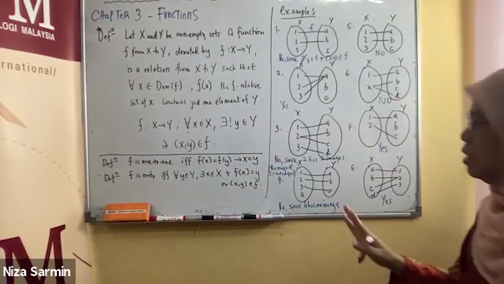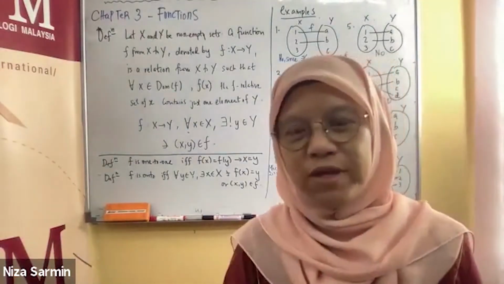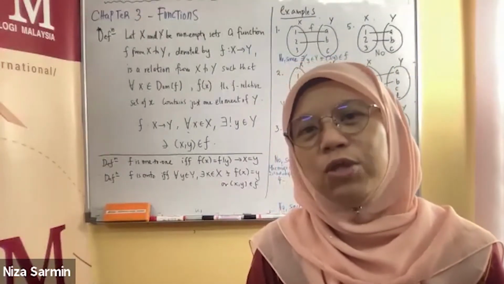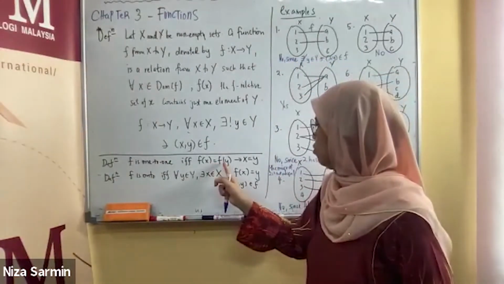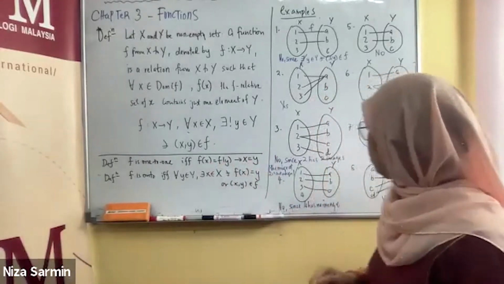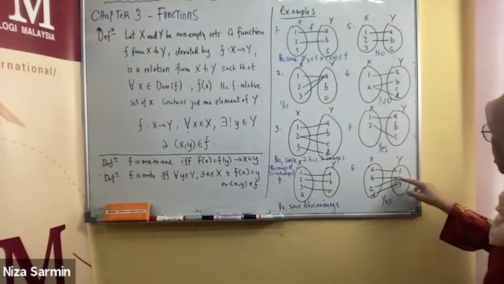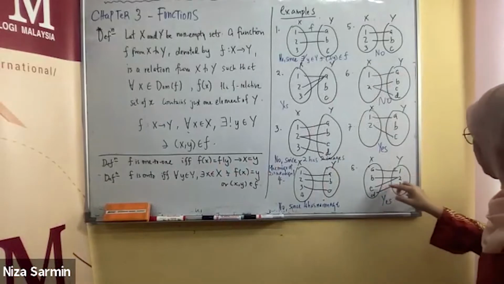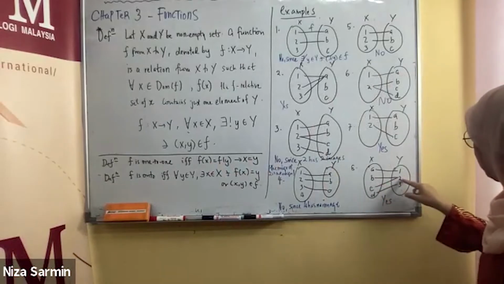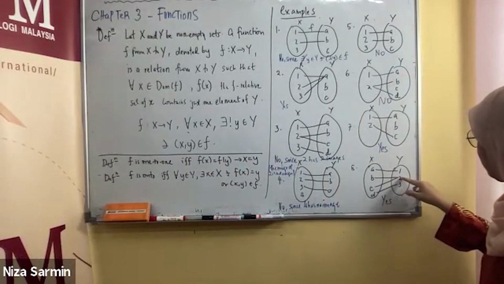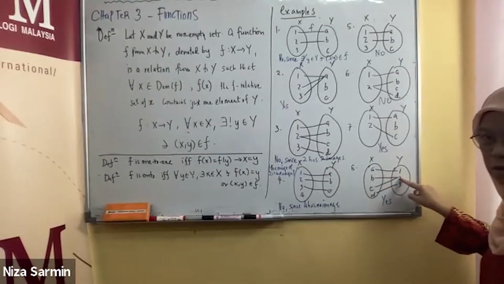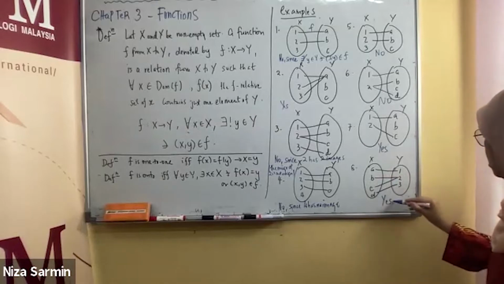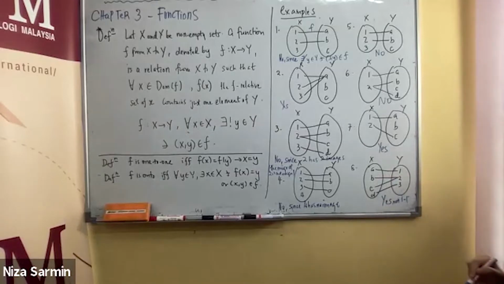Okay, now we look at all those functions and see whether they are one-to-one or onto. One-to-one means if f(x) is f(y), x must be y. You cannot have f(x) is f(y) because you have 2 here, but x is not y. It's 2 different things mapped to 1. You cannot have that. So this is not one-to-one.